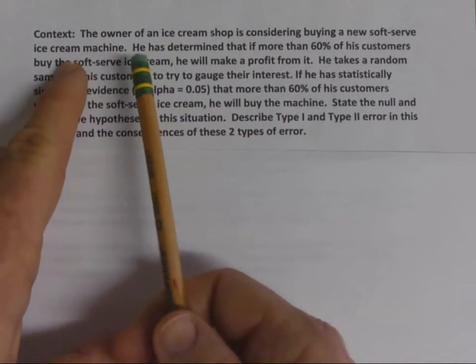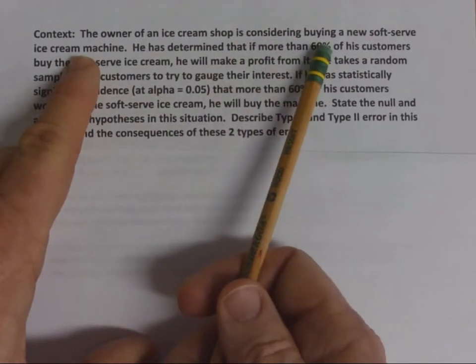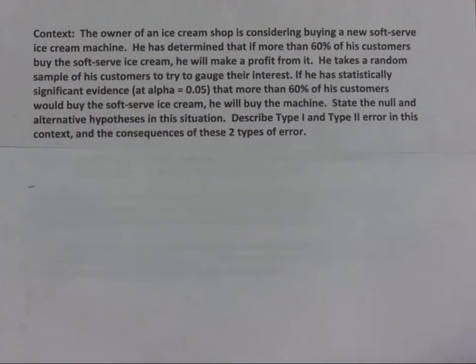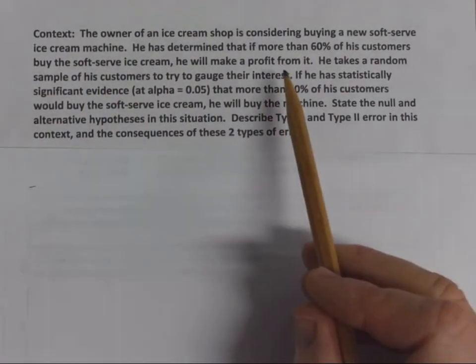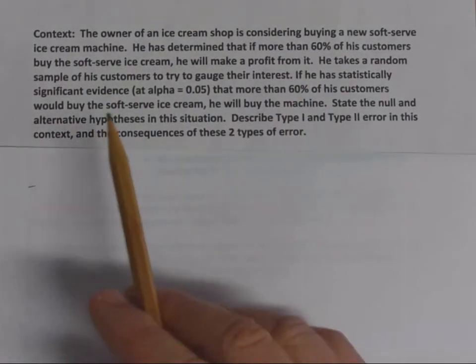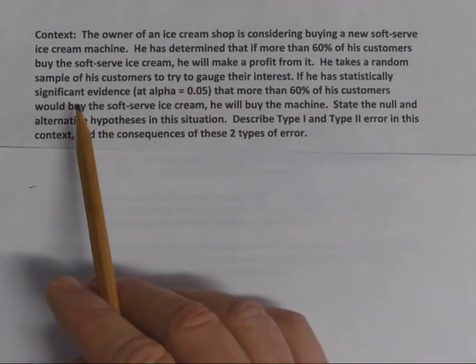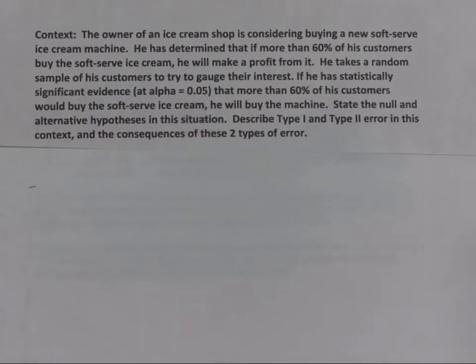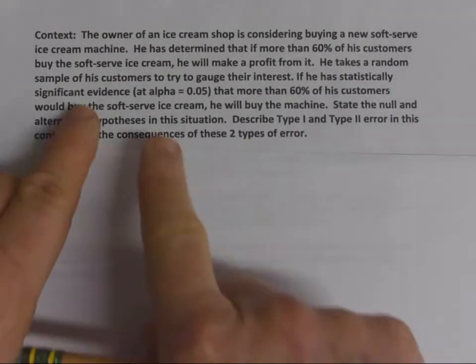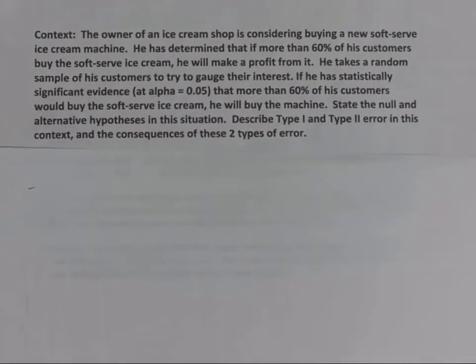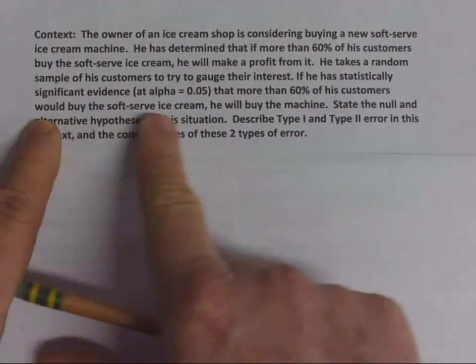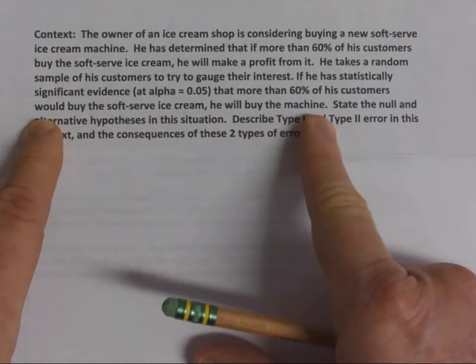So this says this. The owner of an ice cream shop is considering buying a new soft serve ice cream machine. He has determined that if more than 60% of his customers buy the soft serve ice cream, he'll make a profit from it. He takes a random sample of his customers to try to gauge their interest. If he has statistically significant evidence at alpha equal to 0.05, in other words, if he does a test and gets a p-value below 0.05, that more than 60% of his customers would buy soft serve ice cream, he will get the machine.